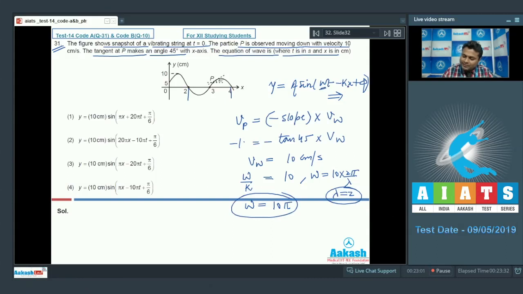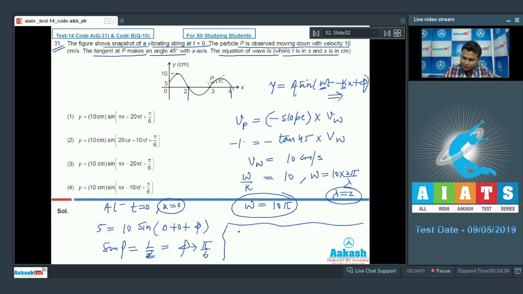We have got the value of omega, we have got the value of k. Now we have to calculate initial phase phi. At t equal to 0 and x equal to 0, the displacement along y is 5 equals amplitude 10 sine of 0 plus 0 plus phi. So sine phi we have got 5 by 10, that is 1 by 2. Therefore phi will be pi by 6.